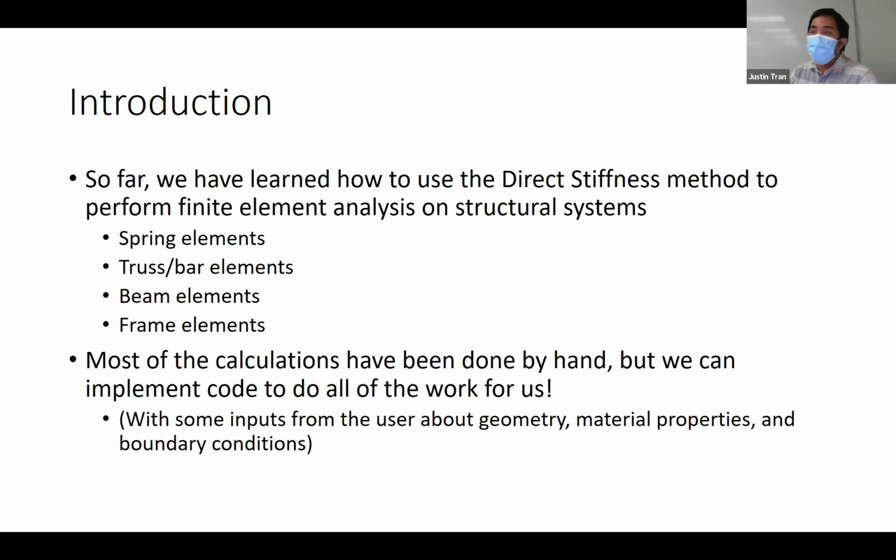And the idea is to make a general code so that, in the end, all you have to input is just the details of the geometry, the details of the material properties like the Young's modulus and the moments of inertia, as well as the boundary conditions. And then MATLAB is going to do all the work for you. Okay. And so hopefully, once this code is implemented, it'll be a lot easier to solve a lot of these systems, because you just have to punch in a lot of these things initially, and then MATLAB is going to do all the heavy computations for you. Okay.